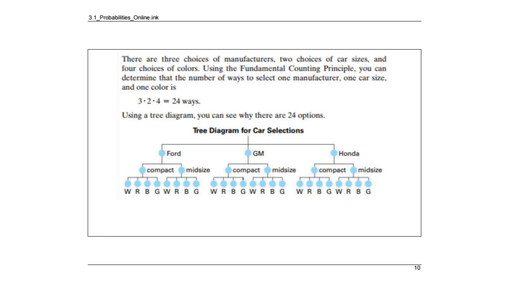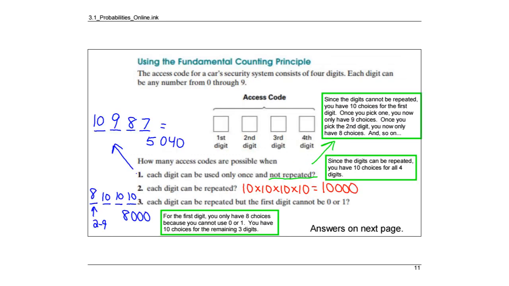So this is just a chart from the last problem with the car manufacturers, the 2 sizes, and the 4 colors. And you can see, if you draw a tree, you would also see that there are 24 different cars that you can look at. All right, let's look at access codes.